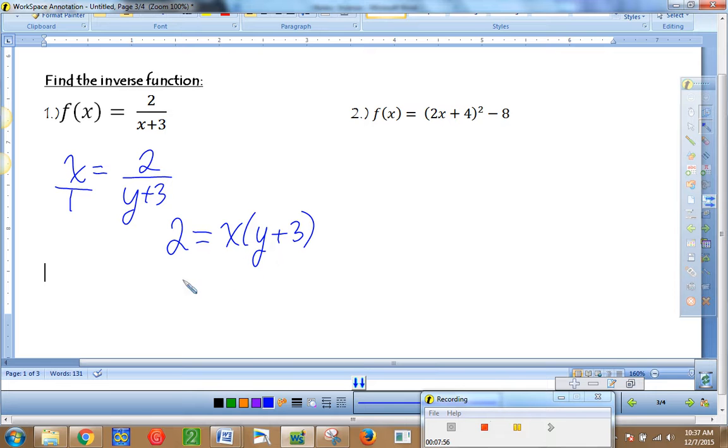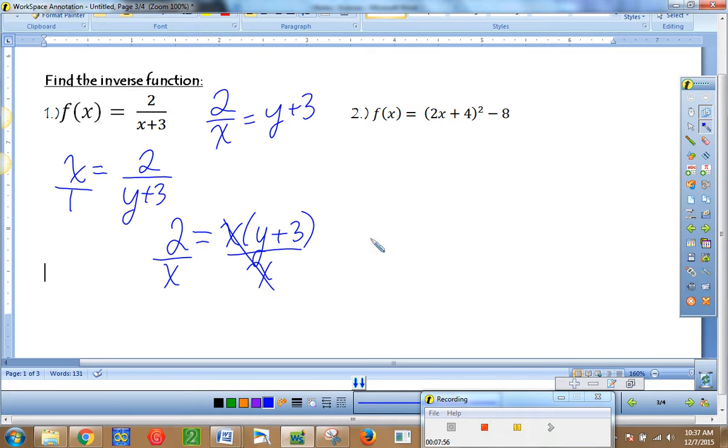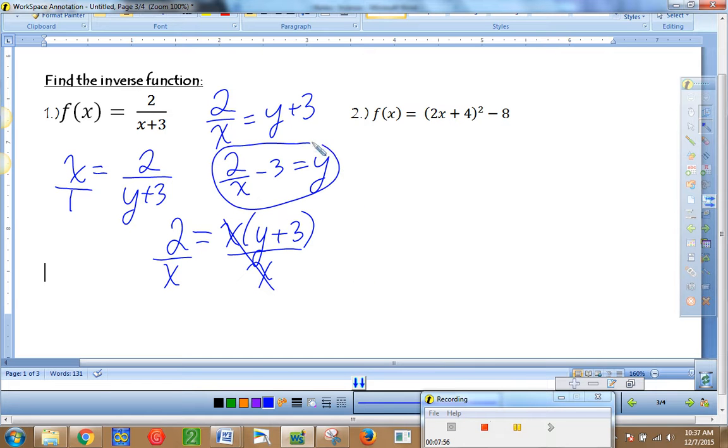So how can I move? You got to move things to the other side. How do I move the x to the other side? You can divide by it. Then you subtract 3. So if you got 2 over x equals y plus 3, then 2 over x minus 3 is a possible way to write your answer.